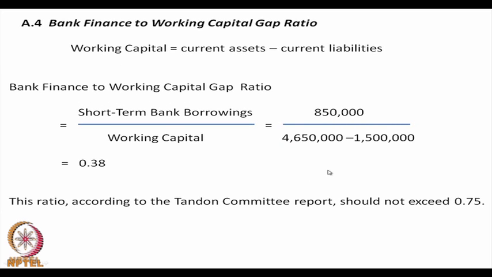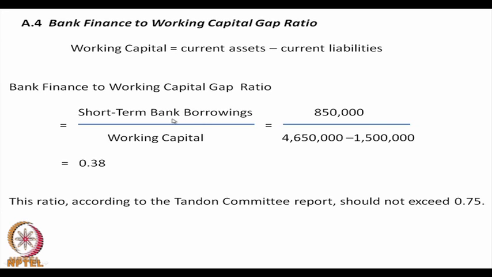Another form of current ratios is bank finance to working capital gap ratio. Working capital is defined as current assets minus the current liabilities, and we normally meet the difference by taking short term loans from the bank. So, one would like to see to what extent the short term bank borrowings relate to working capital. What is the fraction of working capital which is short term borrowing?